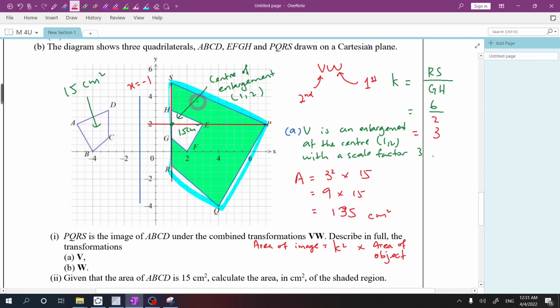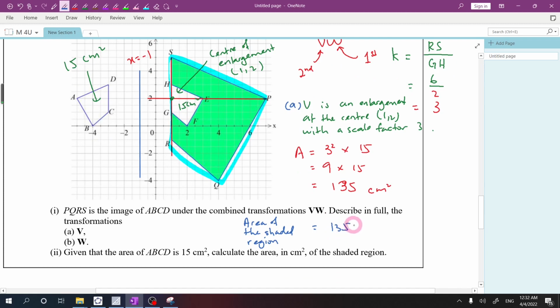So what we need to do is, area of the shaded region is equal to 135 minus 15. Okay, which will give you 120. This is the final answer.